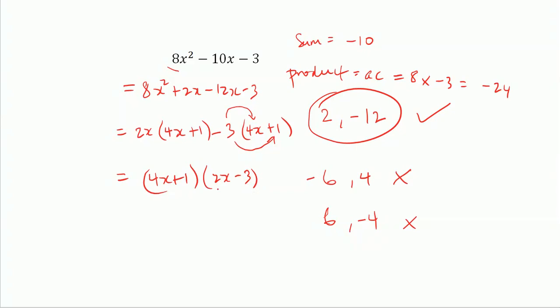Okay, so these are the simple steps to use when trying to factorize a quadratic expression. We usually have to find two numbers whose sum is equal to b, which is the coefficient of the x term, and we need to find two numbers whose product is equal to AC, where a is the coefficient of x squared and c is the constant.